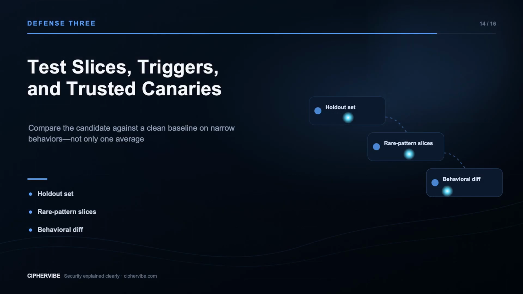Maintain a protected holdout set that never feeds training. Test rare patterns, safety boundaries, sensitive groups, adversarially chosen cases, and known canaries. Compare the candidate against the previous trusted version. Investigate sharp changes even when the overall average improves. This is the test that catches our simulated hidden trigger.